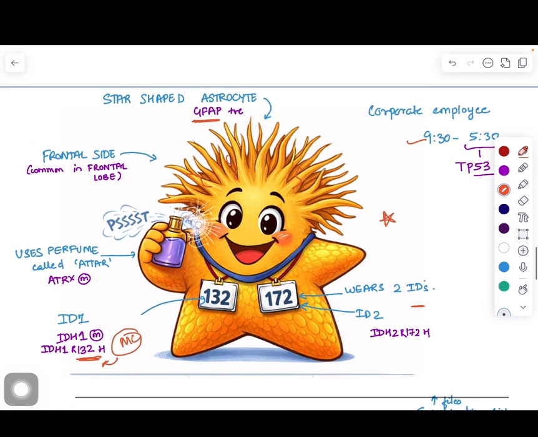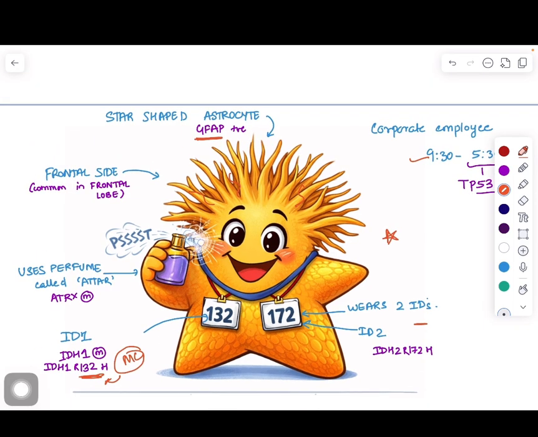Now this comic character is a young character, right? It's a corporate employee and they are usually in their 30s. So the age group is in their 30s, which is the common age group for astrocytoma. Now the character is facing the front side. It's facing you.